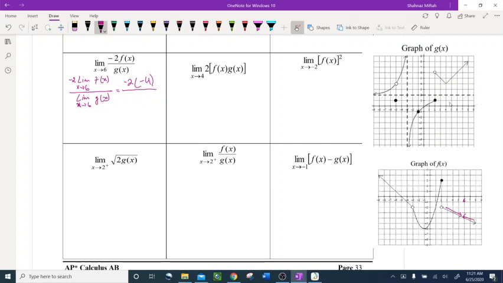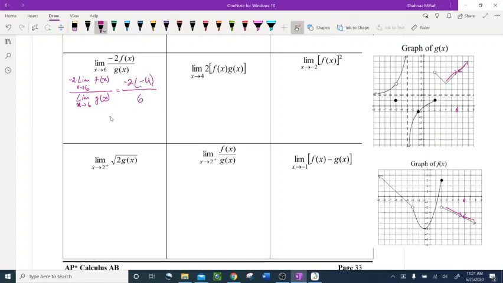Limit as x approaches 6 of g of x, and again I'm going to go left and right. This is x equals 6. What is the y value for this? It's right there, which means I'm using this graph. From the right, I'm approaching 6, and that's 6. From the left, I'm approaching the y value for x equals 6, so this is 6.